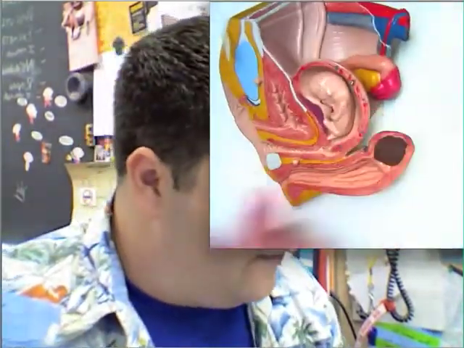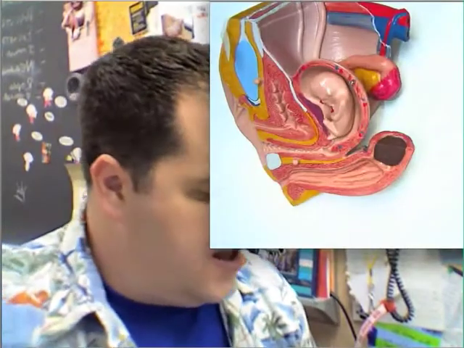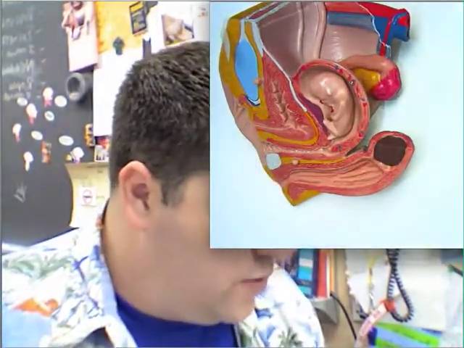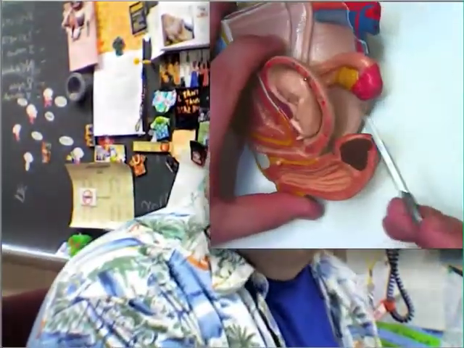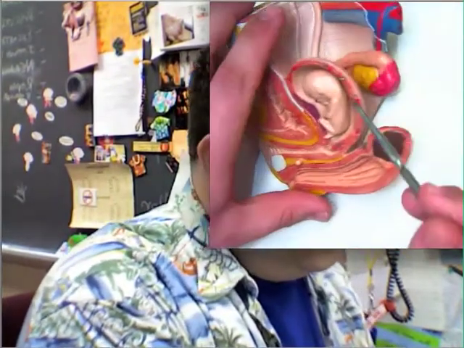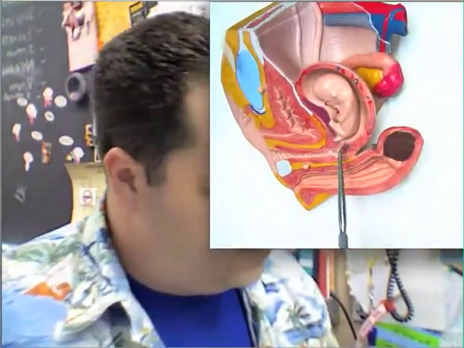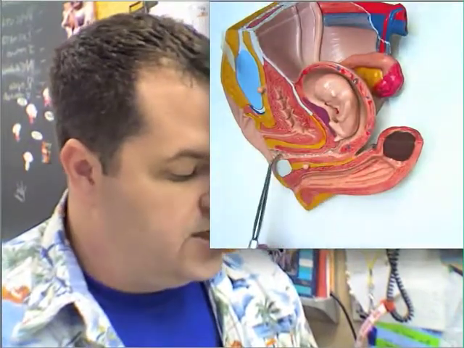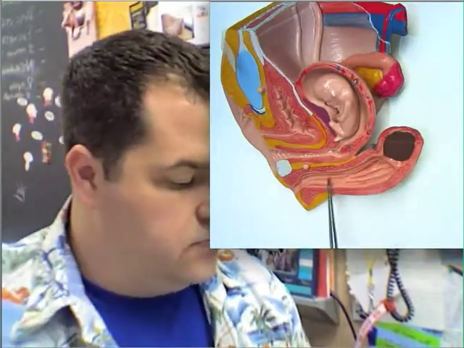All right. Now, for the female reproductive structures, first, let's identify the urinary structures. We have the bladder, and then we have the urethra here. For the reproductive structures, we have the egg, fallopian tube, uterus. The uterus goes to the cervix, cervix to the vagina, vaginal opening to the labia on the outside. All right? And of course, once again, with respect, rectum, anus, the end of the large intestine. All right? Now, next question.